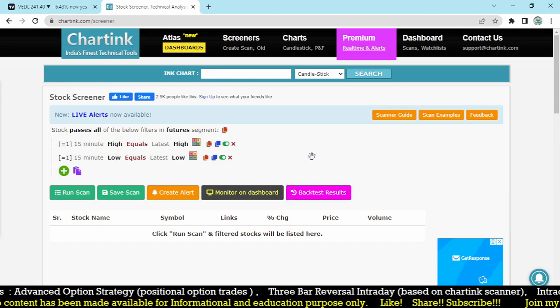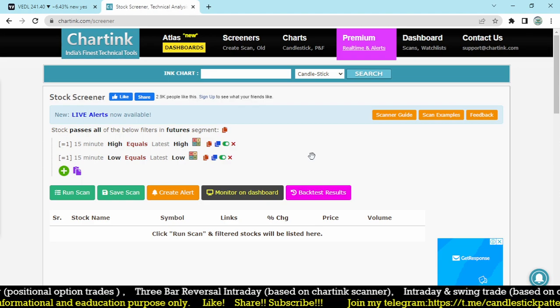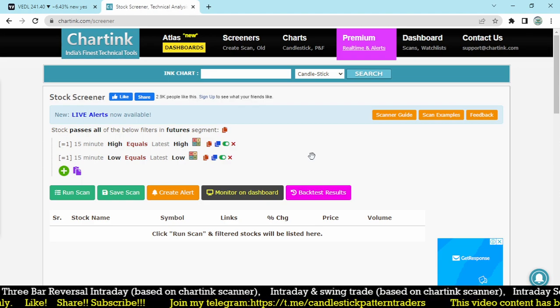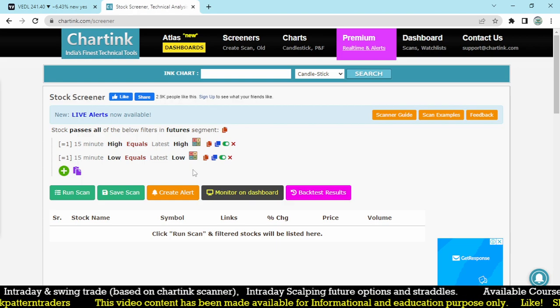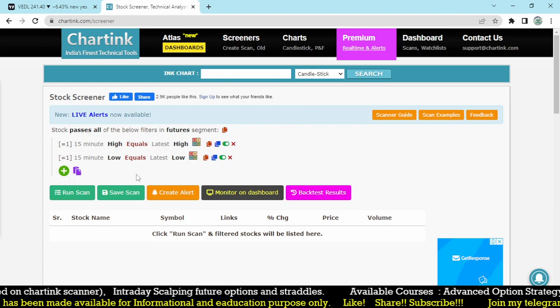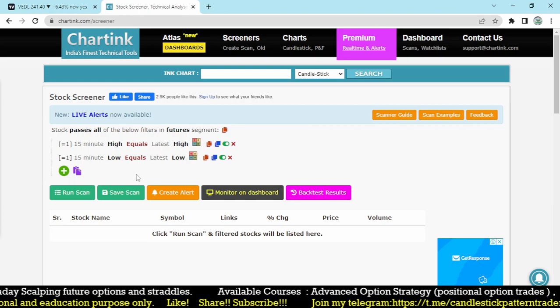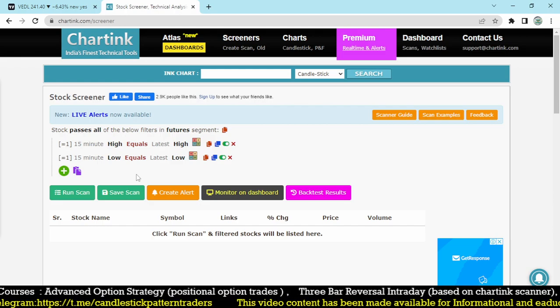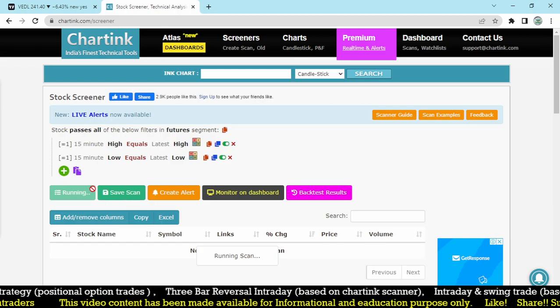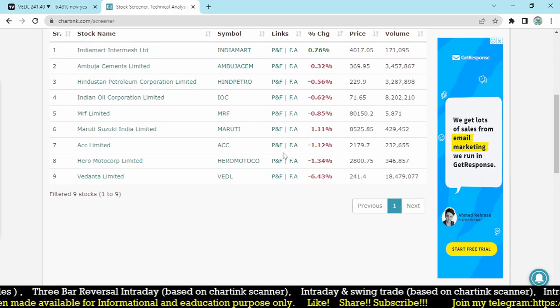So only 2 lines. The condition is the day high should be less than or equal to the first 15 minutes high, and the day low should be greater than or equal to the first 15 minutes low. Simple. The first 15 minutes high should be the day high, and the first 15 minutes low should be the day low. Simple concept. Now I'm going to run the scan. You got it. How many stocks today?